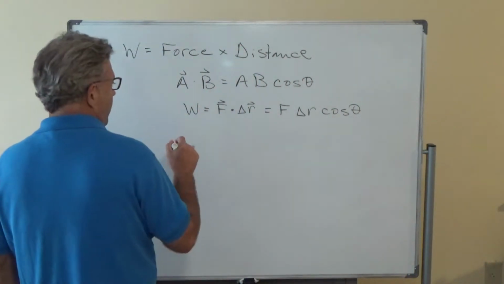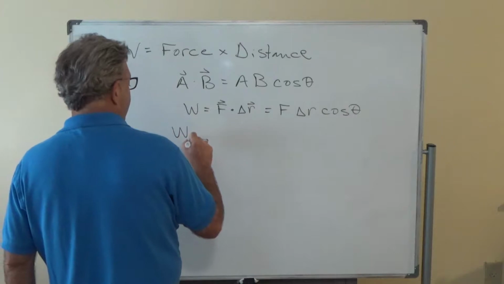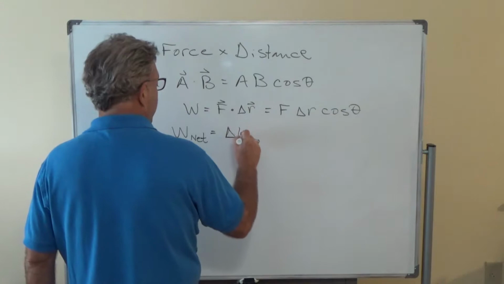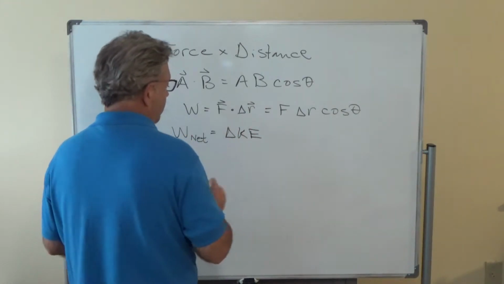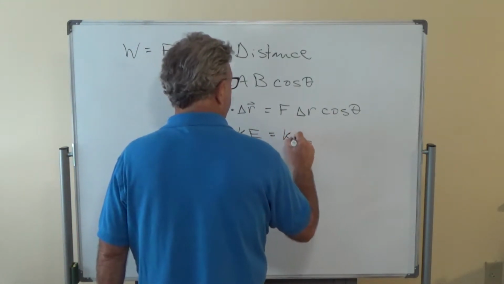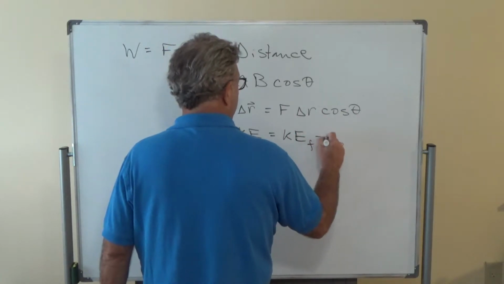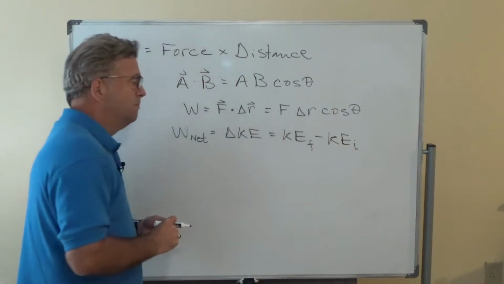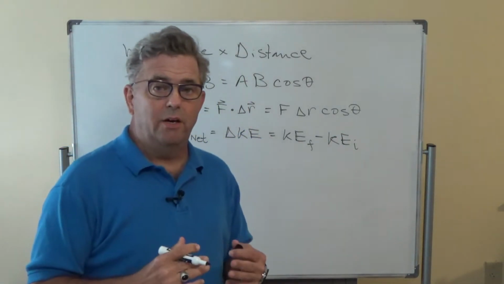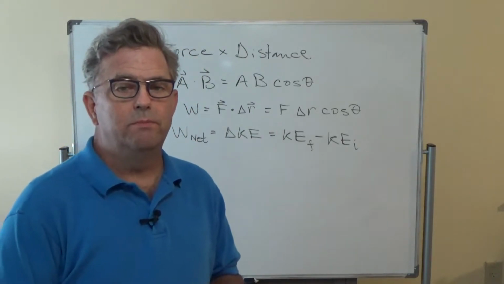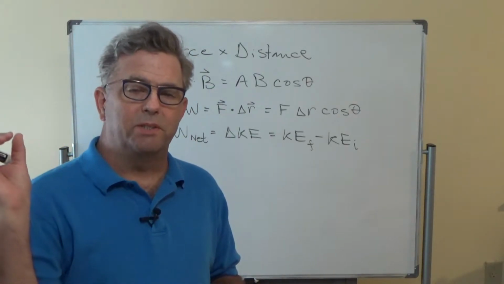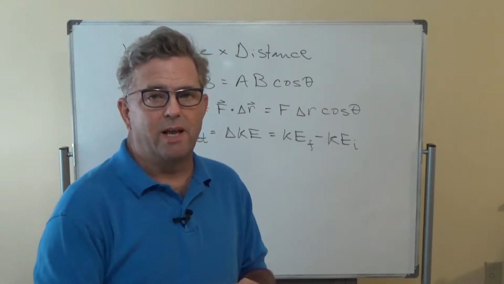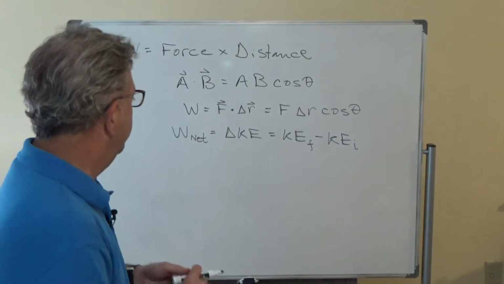And I also wrote down something else. I wrote down that the net work done on an object is equal to its change in kinetic energy, where this is equal to KE final minus KE initial. Okay? Kinetic energy is this energy of motion. It's the energy an object possesses when it's in motion. It has a velocity. If an object has a velocity, it has a kinetic energy.